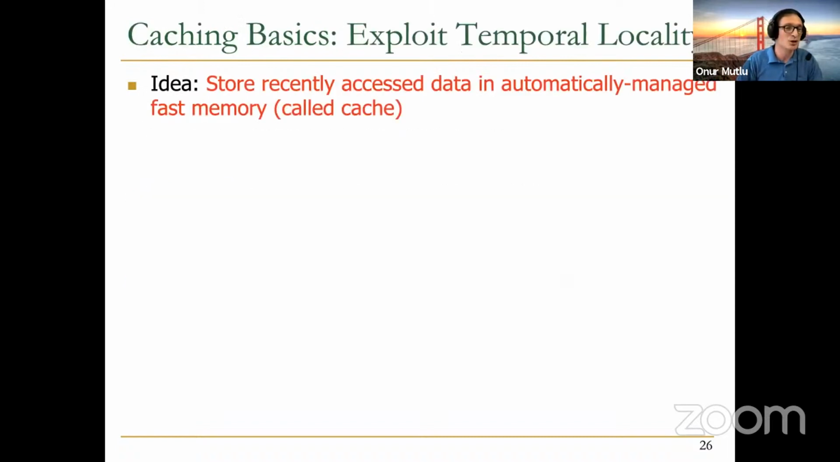Caches exploit temporal locality, and the key idea is to store recently accessed data in automatically managed fast memory. Automatically managed fast memory is called a cache today. We're going to talk about manual management also; there are manually managed memories as well, and we're going to get back to that. But modern caches are automatically managed, and the meaning of cache has been very strongly associated with this automatic management. If you manually manage a fast memory, it's usually called a scratchpad memory or another memory level. So when you hear the word cache, you should really think automatic management today.